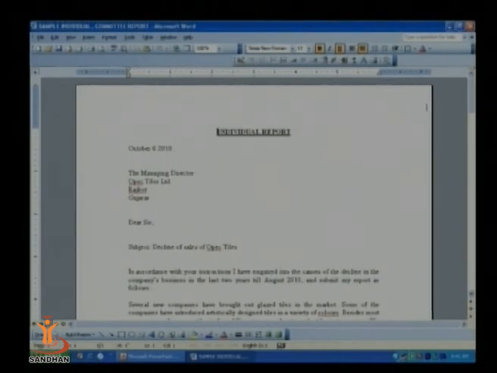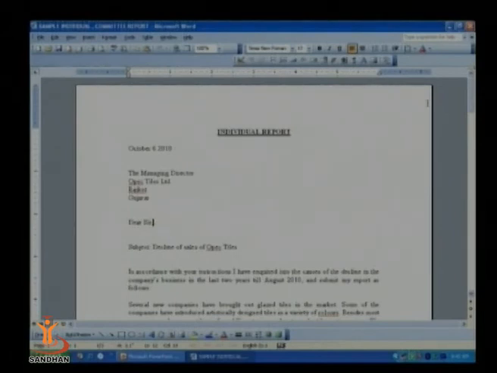Let's see. This is the sample of an individual report which is written in the form of a letter. The report goes first, as we have already looked into the structure of the report, the date, the receiver, that is the managing director of opaque tiles. Then we move on to the salutation, which is again an important component of any letter.